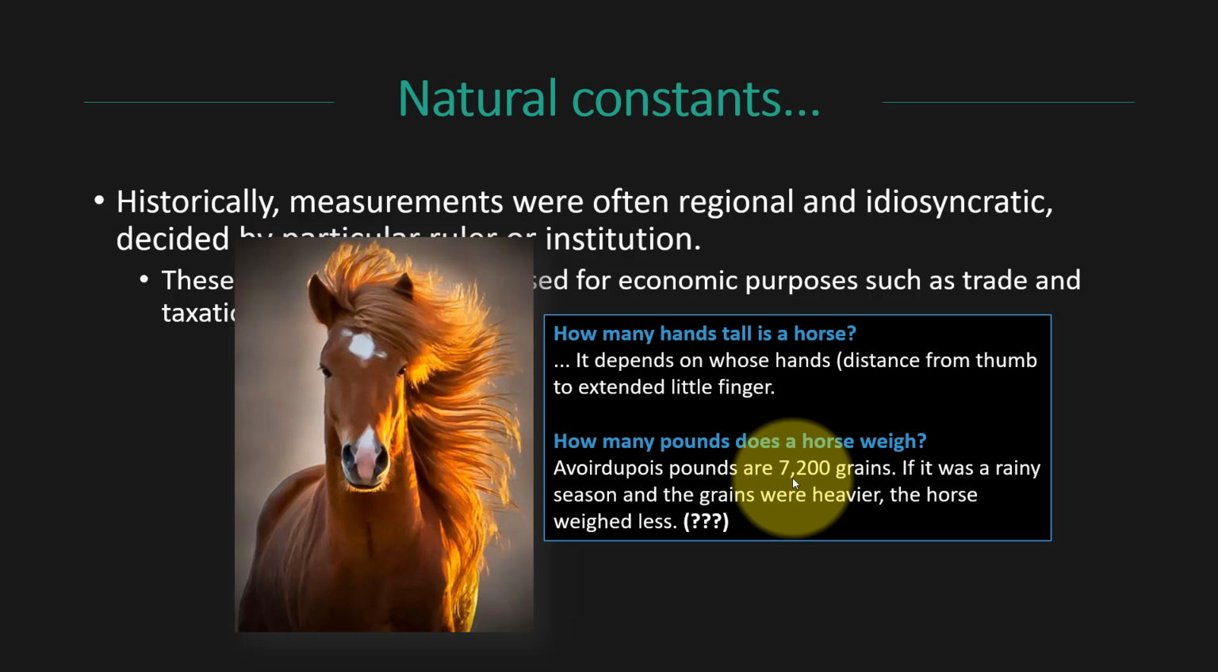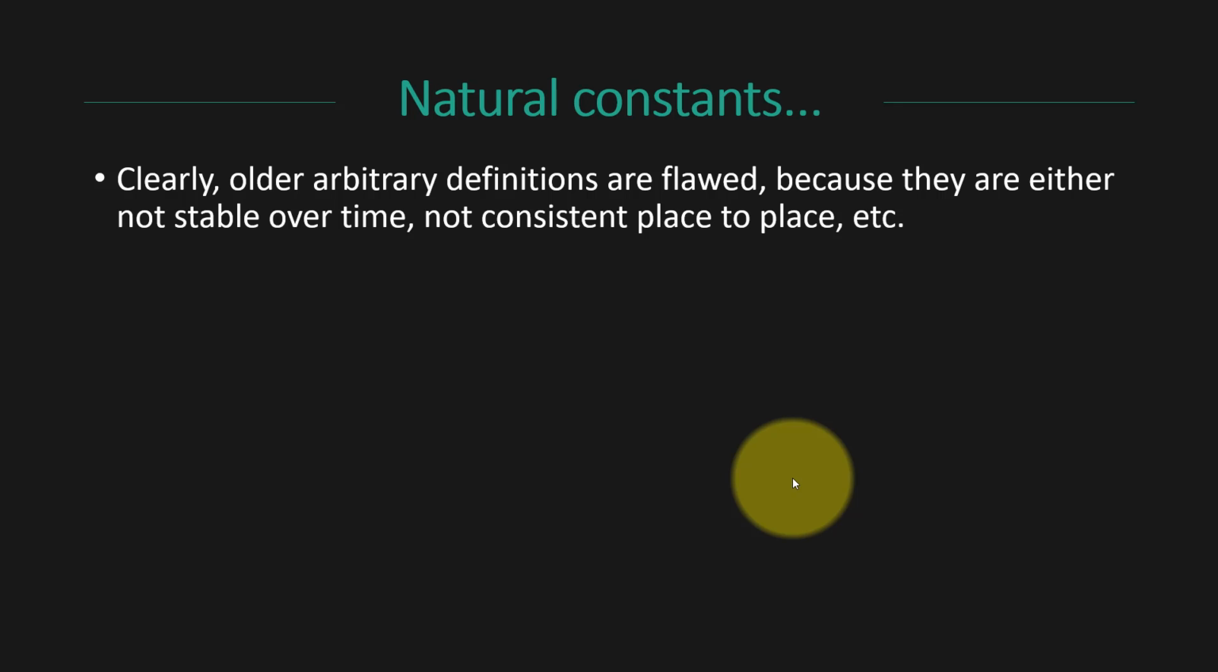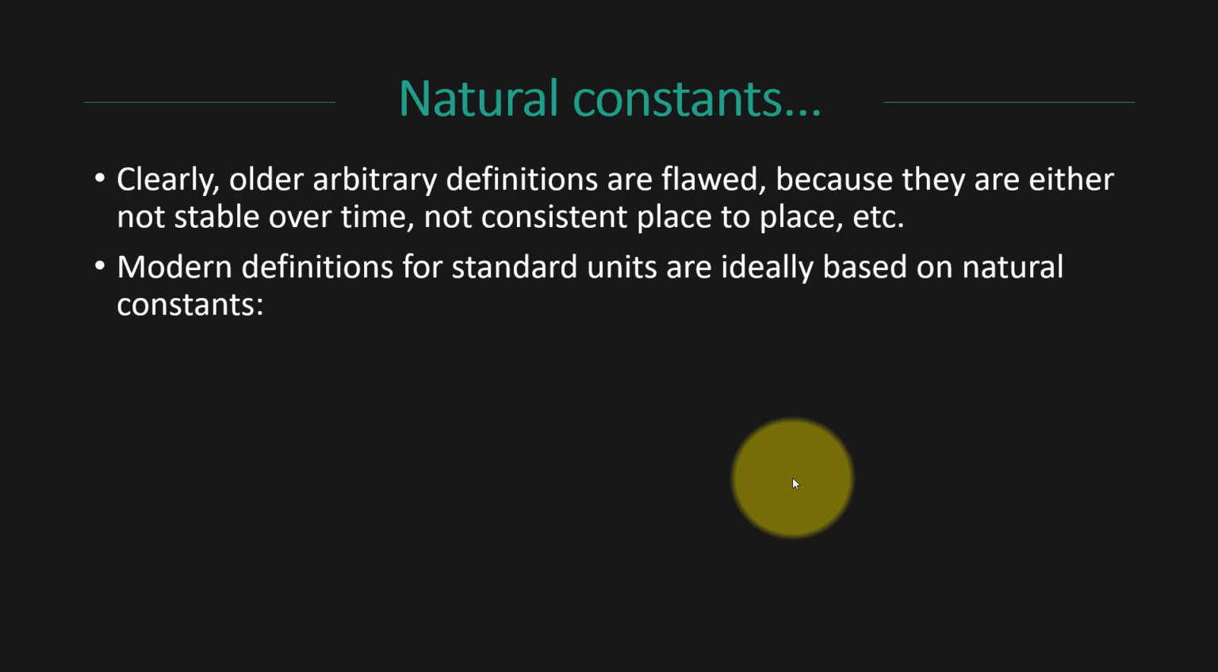And clearly those aren't desirable properties of measurement, because you don't want your standard to be changing from one person to the next or from one season to the next. So clearly these older arbitrary definitions are flawed. They did some good work, but they're not stable over time, not consistent from place to place, and so on.